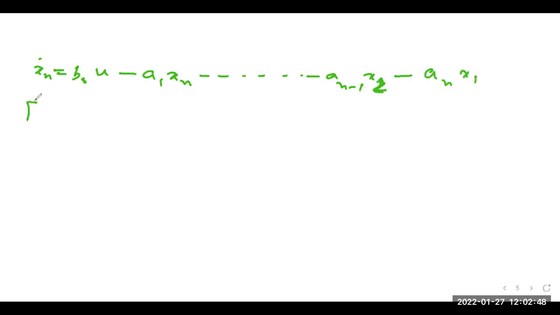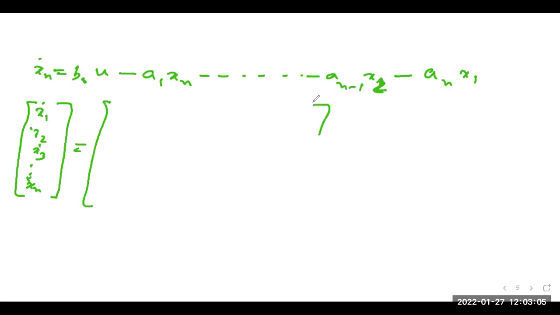So here we'll write all the state variables. Okay. Now we'll write. So this is equal to x1 dot, x2 dot, x3 dot, and so on up to xn dot. So this is equal to what will happen, these equations.